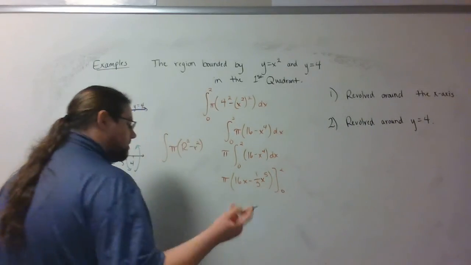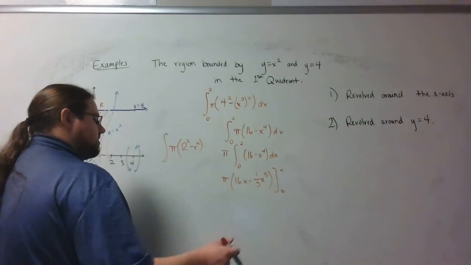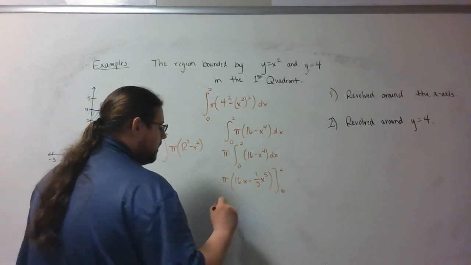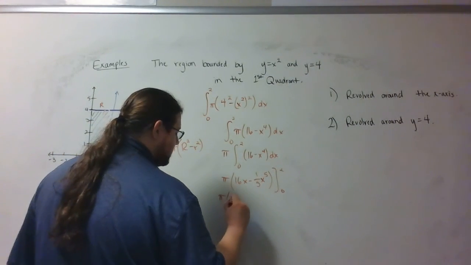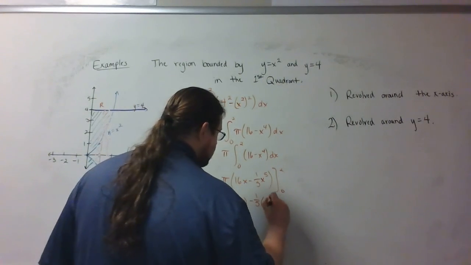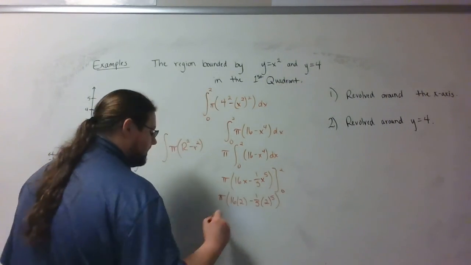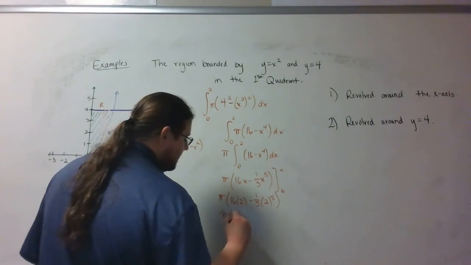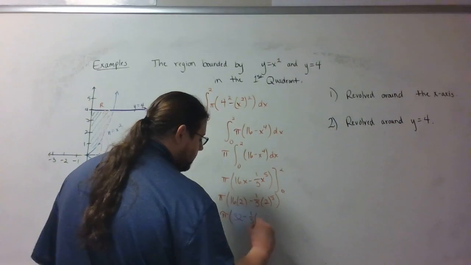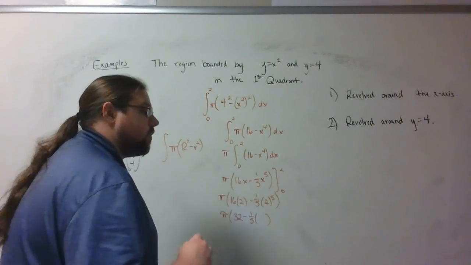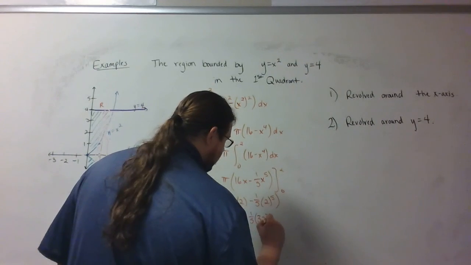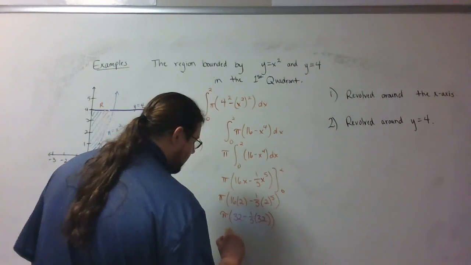Again, I'm not going to worry so much about plugging in the 0 as much as I am going to worry about plugging in the 2. If I plug in 0, that's just going to be 0 minus 0, which is 0. So we're going to do pi times 16 times 2 minus 1/5 times 2 to the 5th. All right, 16 times 2, I know off the top of my head, that is 32 minus 1/5 of 2 to the 5th. 2 squared is 4, so 2 to the 4th is 16. So that's going to be 32. So it's actually going to be 32 over 5.